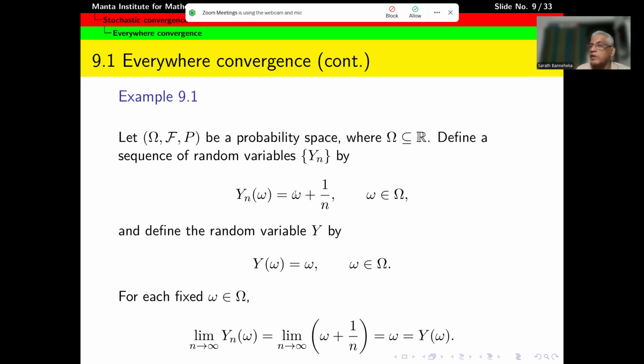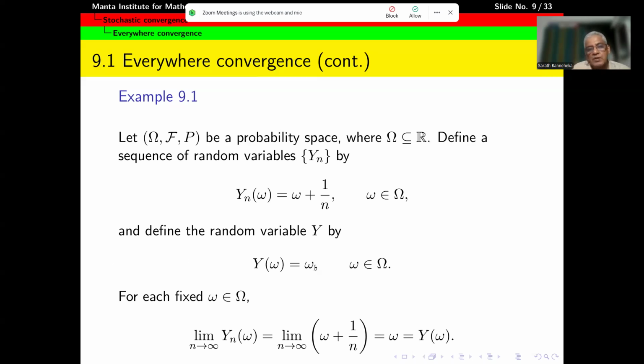This sample omega will be a real number, right? So therefore, omega plus 1 over n is meaningful. So let us define Y_n(omega) to be given by this value. Then we can talk about Y_1(omega), Y_2(omega), Y_3(omega), Y_4(omega), and so on. So in general, we can talk about Y_1, Y_2, Y_3, Y_4, and so on, a sequence.